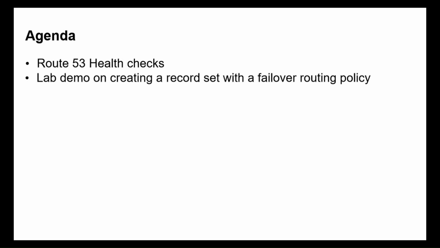So let's say you have a web server in a primary region, and during a disaster recovery scenario, you want to fail over the connections from the primary to the secondary. So how can you achieve that using the Route 53 health checks? That is what we are going to see as part of this video.